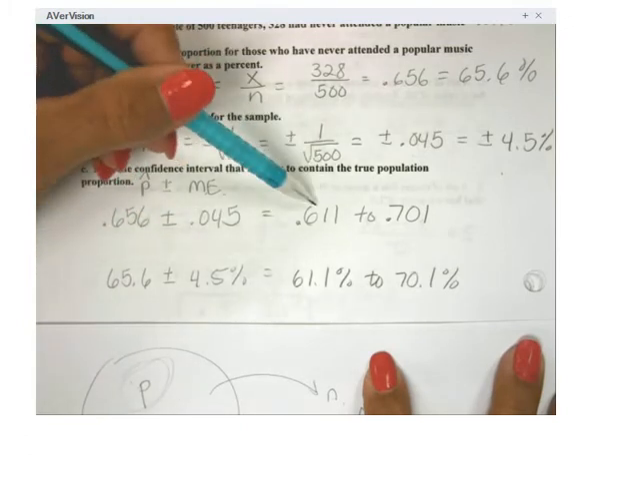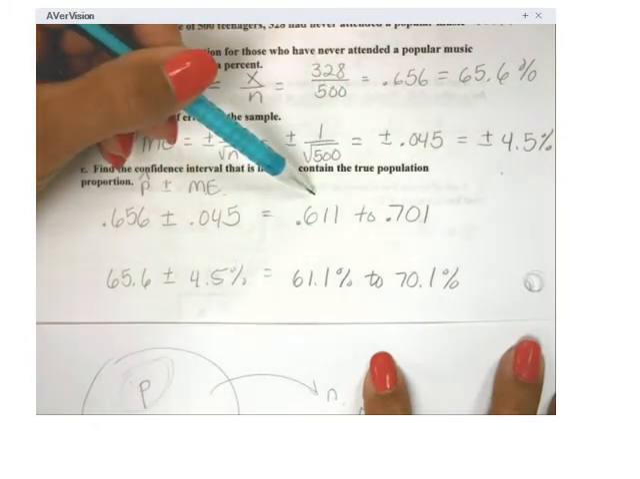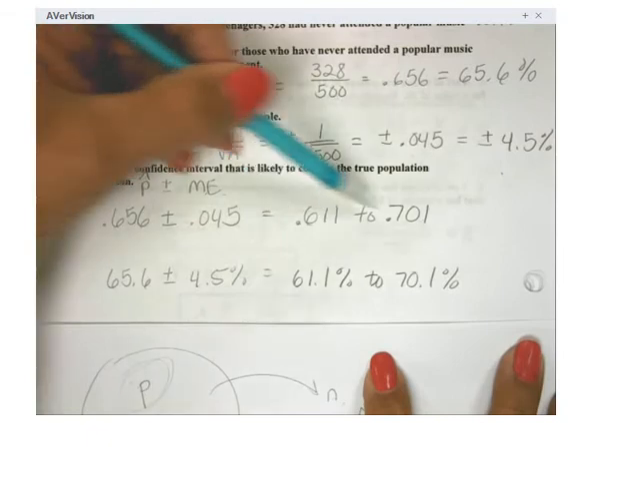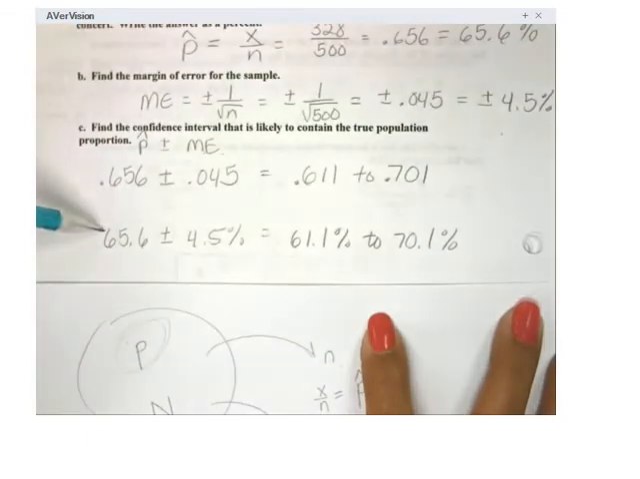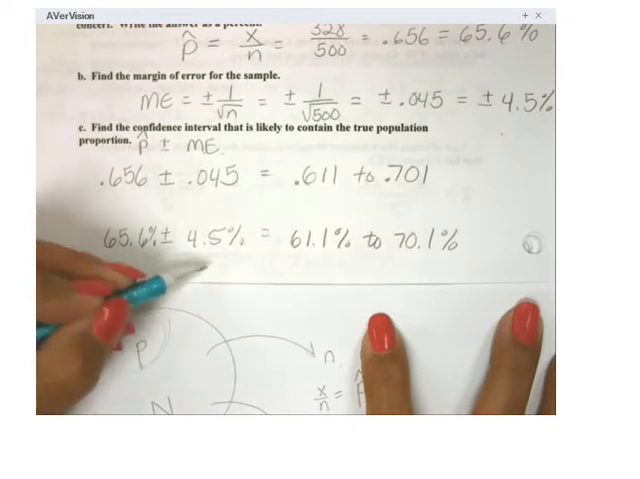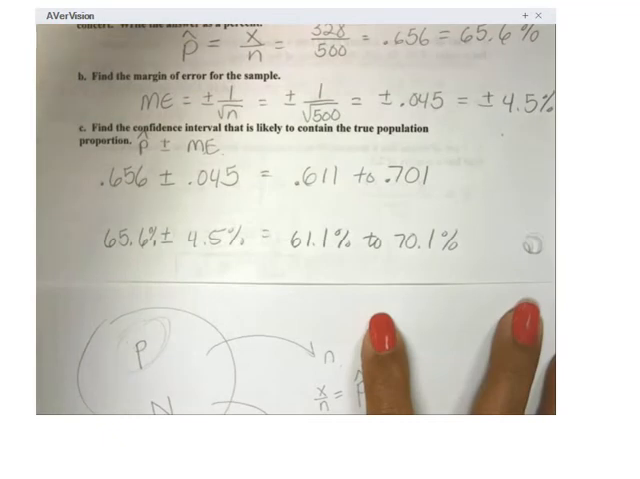And so we are 95% sure, or 95% confident, that the true proportion of teenagers who have never attended a popular music concert would be somewhere in this range. If we want that confidence interval proposed as a percentage, then we would need to come down here and use this percent plus or minus the margin of error in terms of a percent. Okay, let's look at one more example of that.